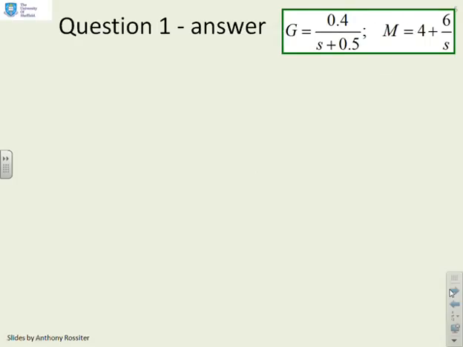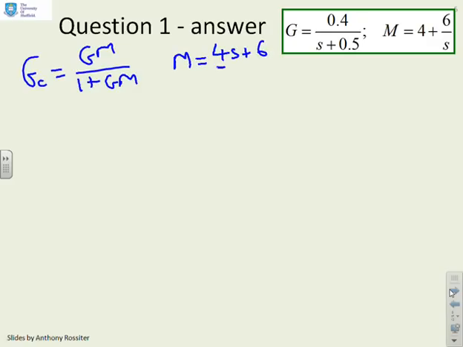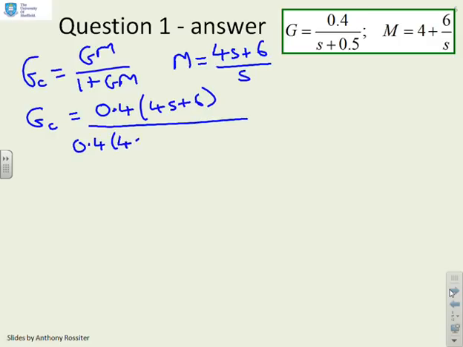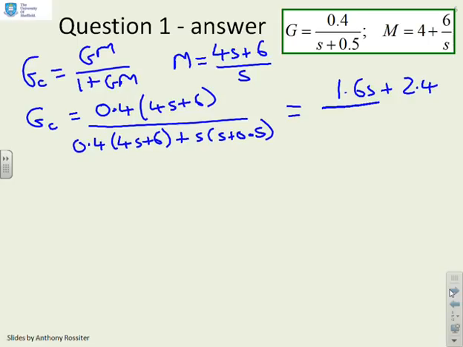So first of all, let's see what we get in terms of the closed loop. So we can write GC equals GM over 1 plus GM, which is going to give me the closed loop transfer function. And I've got M, if I rearrange this into a neater form, is (4s plus 6) over s. So if I put those two together, I get GC equals 0.4 into (4s plus 6), all divided by 0.4 into (4s plus 6) plus s plus 0.5. And this, if I multiply it all out, gives me 1.6s plus 2.4. I'm less concerned about the numerator for what we're doing here. And then s squared plus 2.1s plus 2.4.